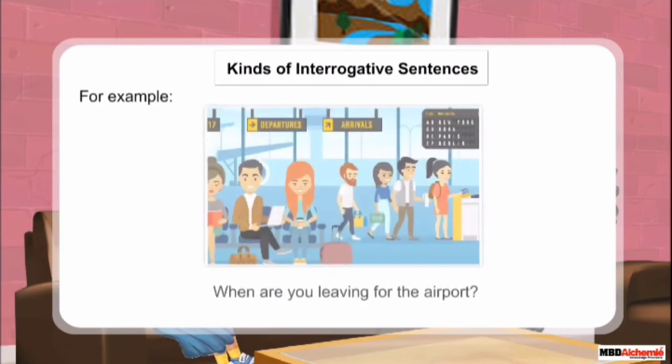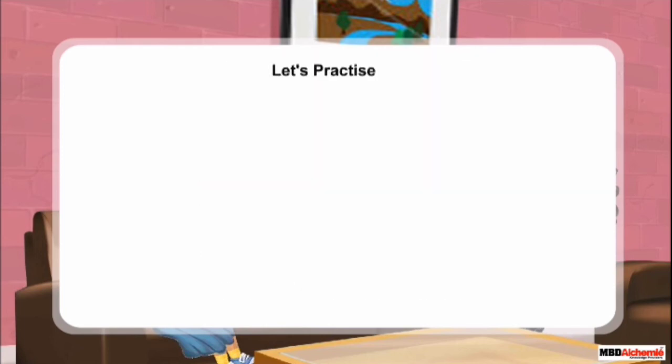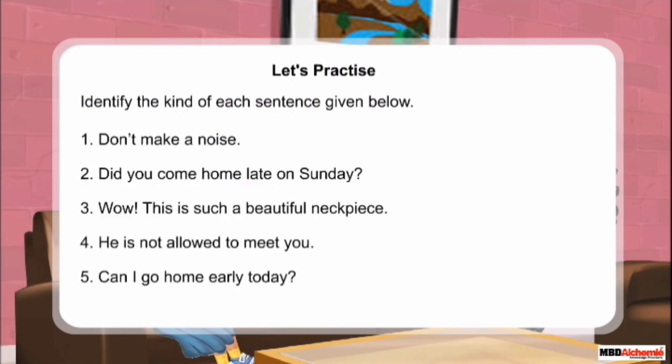For example, when are you leaving for the airport? What shall I wear for the function? Now, let's practice. Identify the kind of each sentence given below.